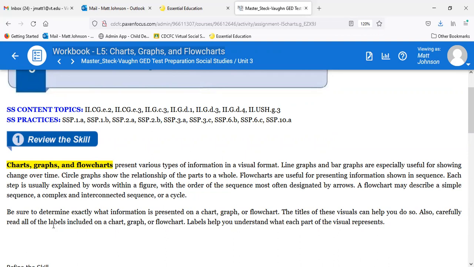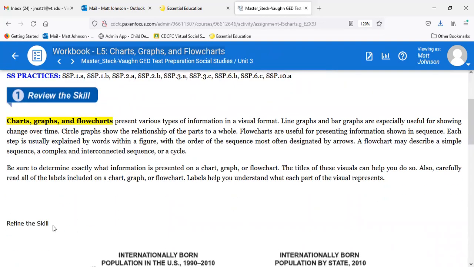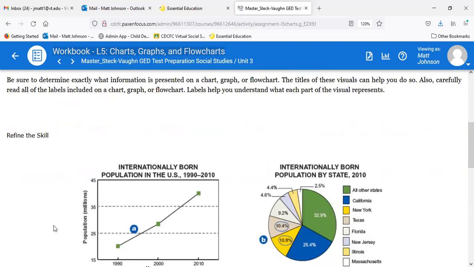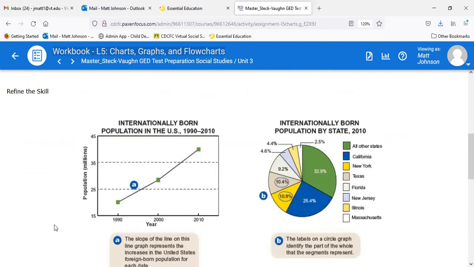So be sure to determine exactly what information is presented on a chart, graph, or flow chart. Titles of these visuals can help you do so. Also, carefully read all of the labels included on a chart, graph, or flow chart. Labels help you understand what each part of the visual represents. And just like I mentioned, you also want to make sure you understand the values. And right here, starting off, let's take a look at our graph here. And we got a pie chart here as well.